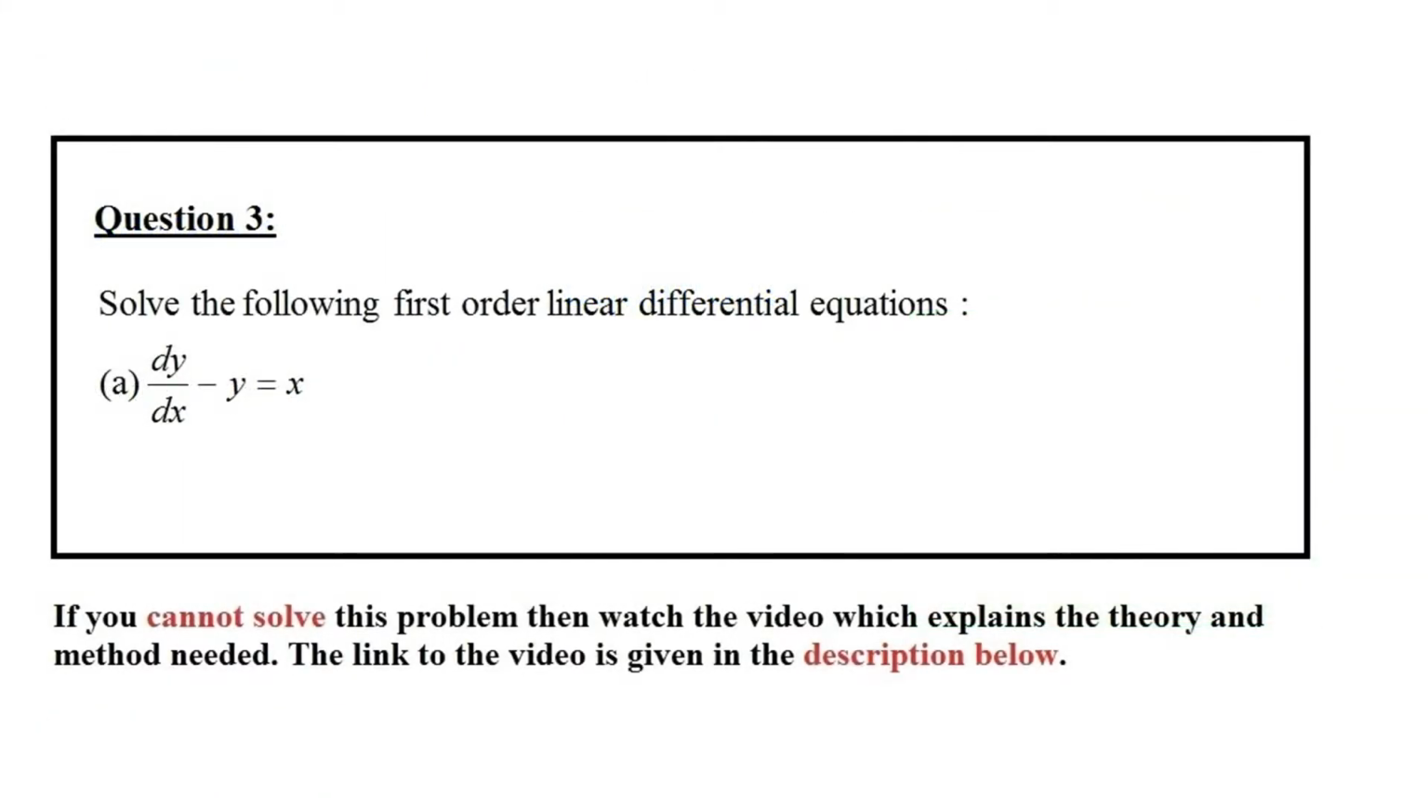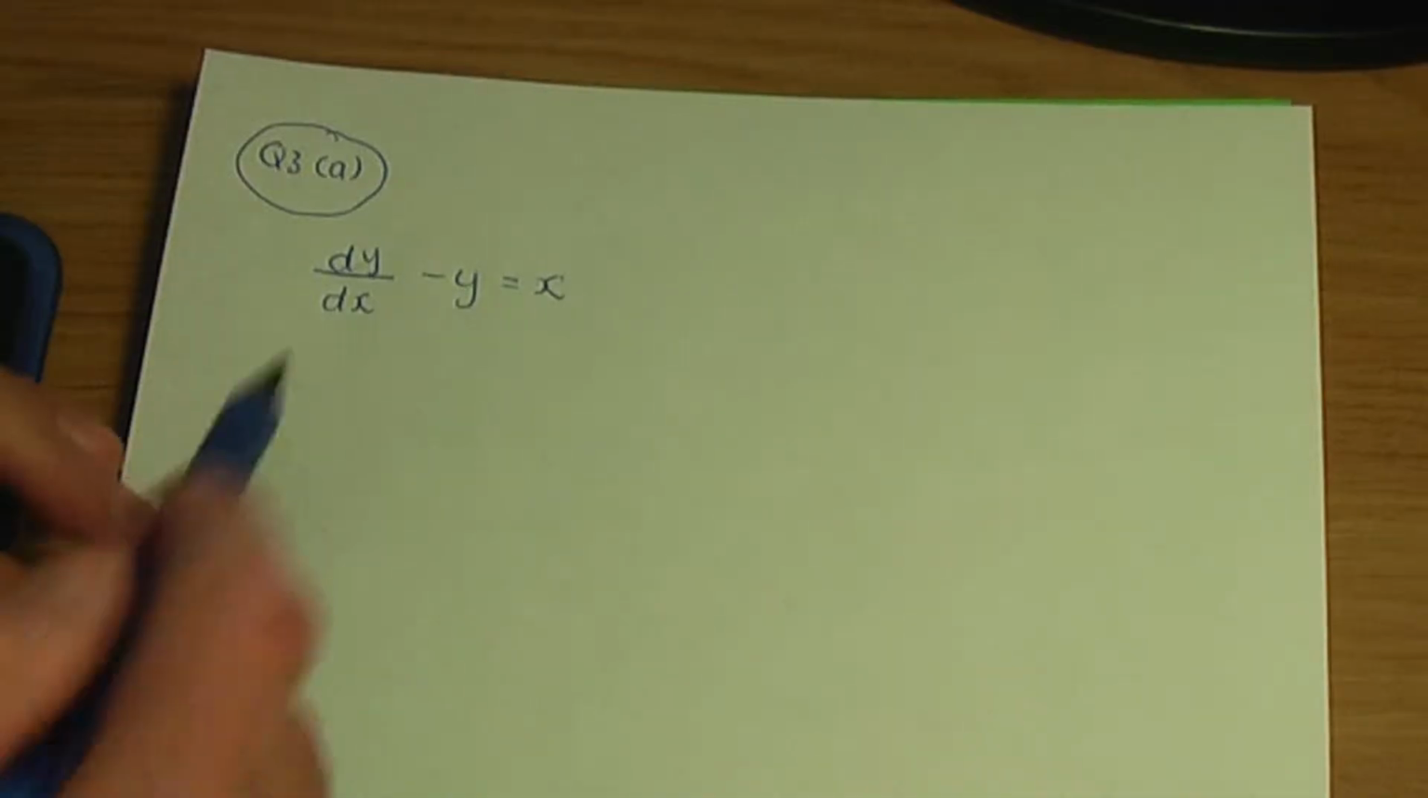Hi there, in this video I'm going to do a revision question on differential equations. So let's take a look at the question. Question number 3. Solve the following first order linear differential equations, and in part A, dy over dx minus y is equal to x. So let's think about how we're going to solve this equation. Let's go back to the paper and pen.